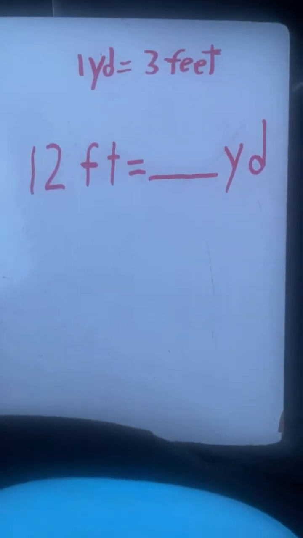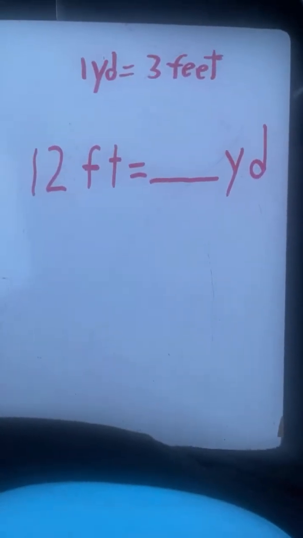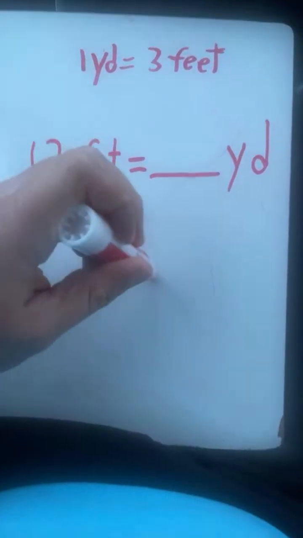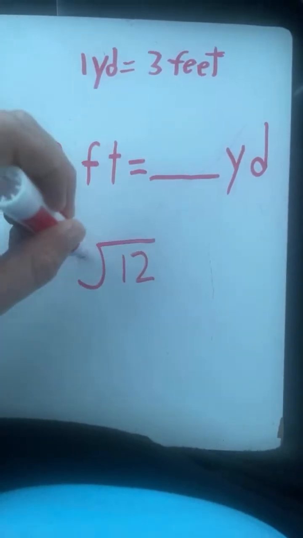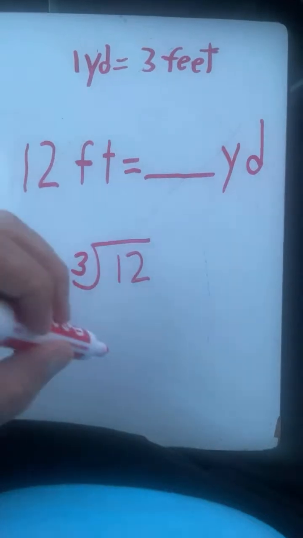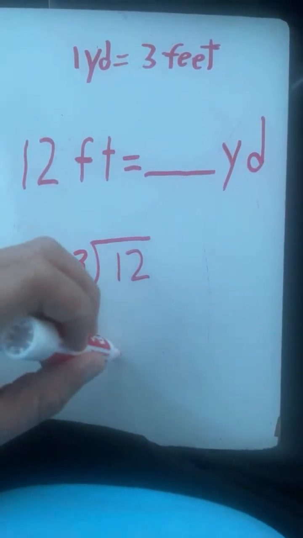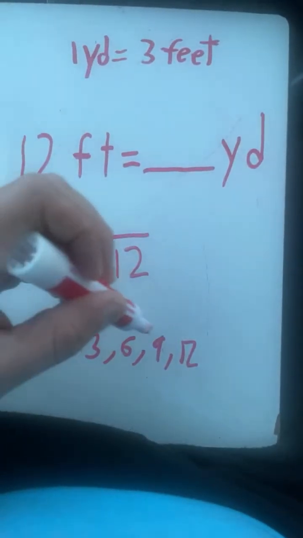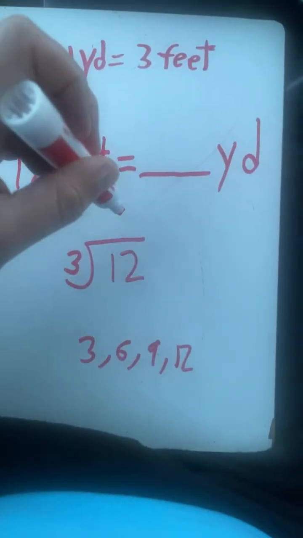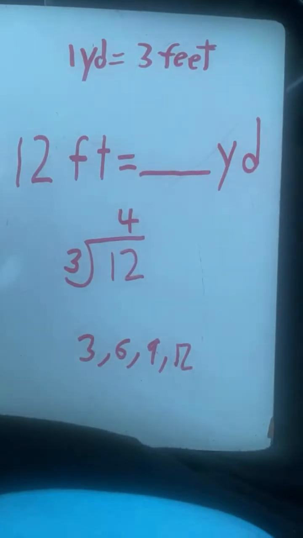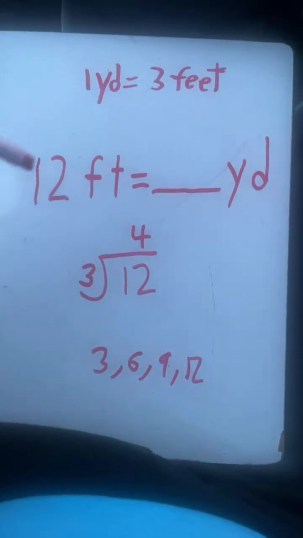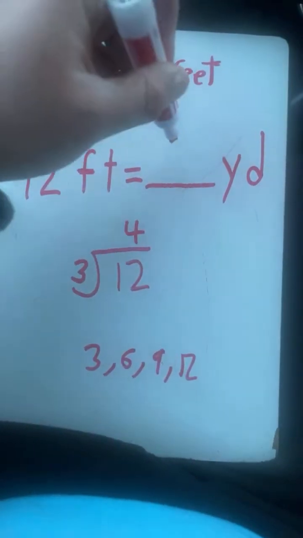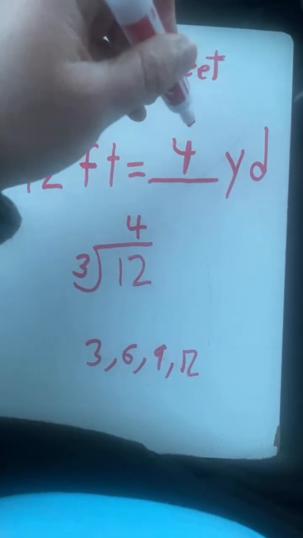So we see that there's 12 feet here. To figure out how many yards 12 feet is, we have to do 12 divided by 3. 3, 6, 9, 12. So we're able to get 1, 2, 3, 4 groups of 3 within 12. So 12 feet is equal to 4 yards.